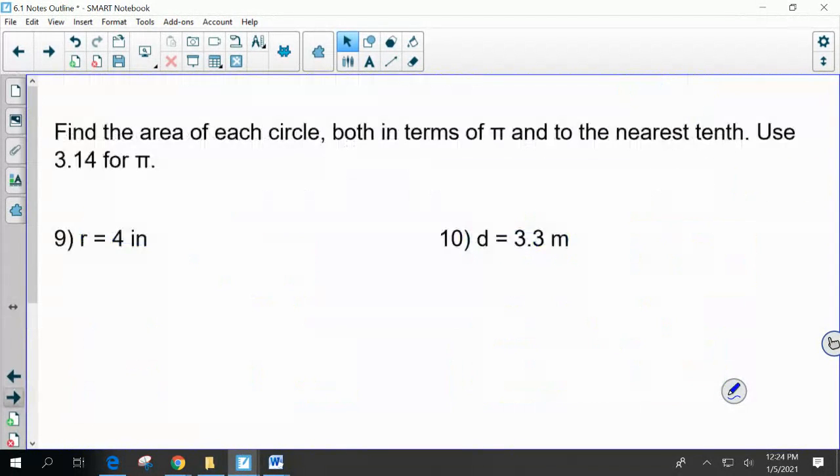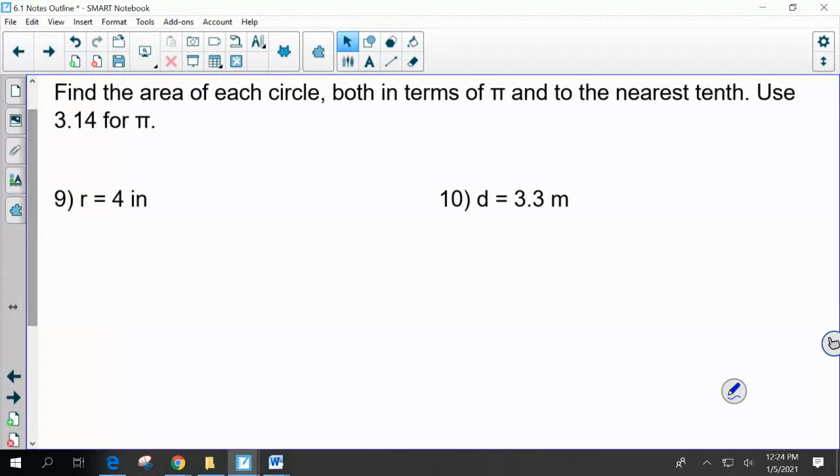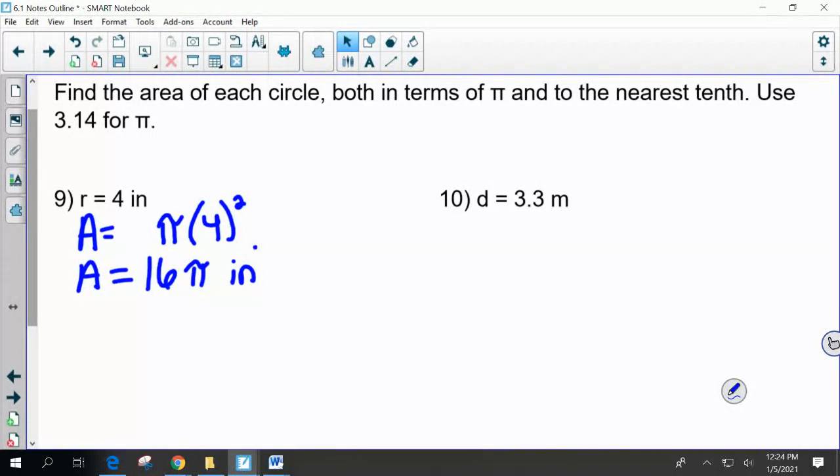Okay, number 9 and 10, we're doing the same thing. So number 9, r equals 4 in. What does that stand for? The radius equals 4 inches. So area equals pi times 4 squared. Okay, so then 4 squared would be 16. So my first answer is 16 pi inches squared.